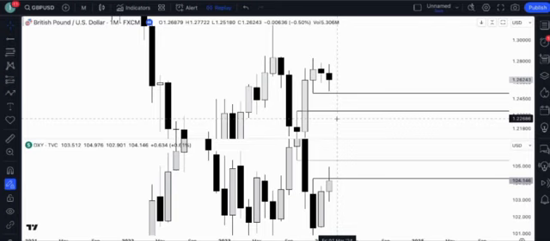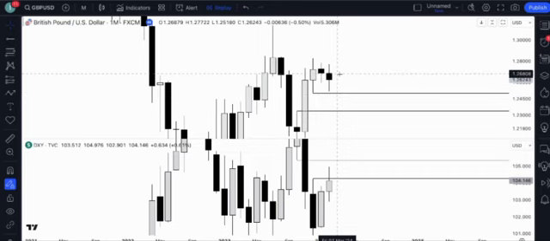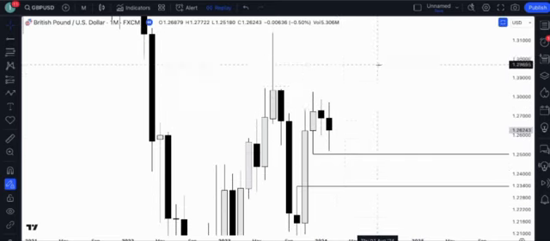Now, how does one validate SMT? Because one thing is, there's a chance of SMT occurring. It could also happen that it keeps going down and fills the FVG, right? That is why you always have to wait for a validation of SMT. SMT is best used to confirm market structure shifts and or order blocks, right?